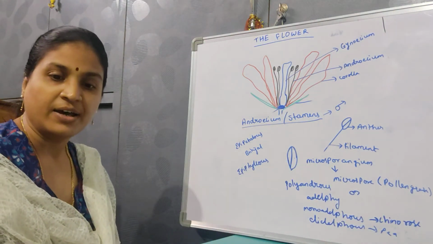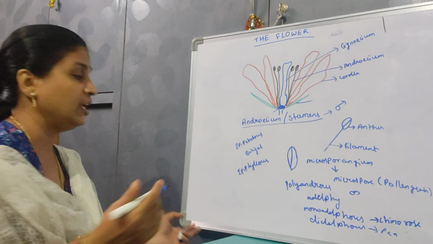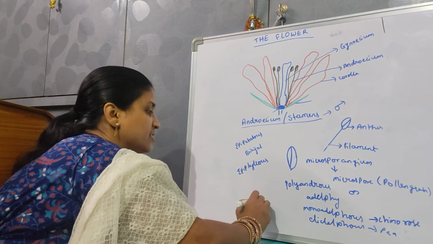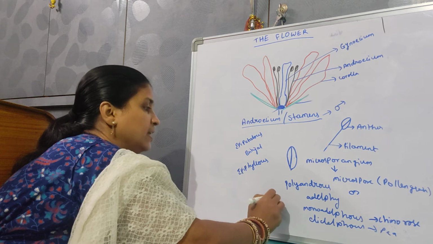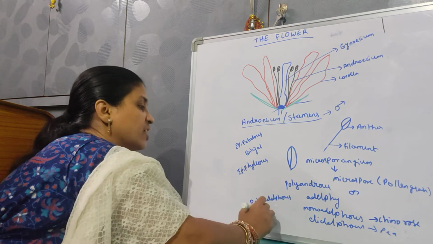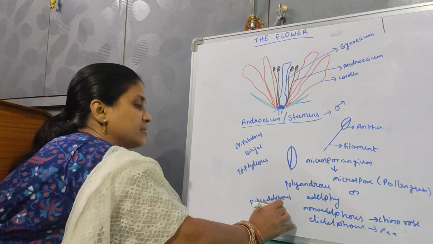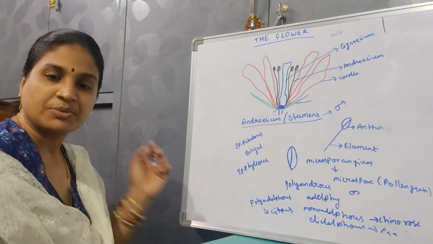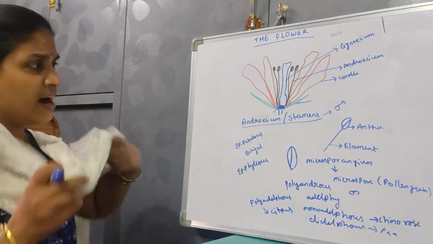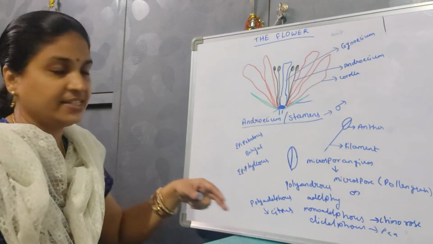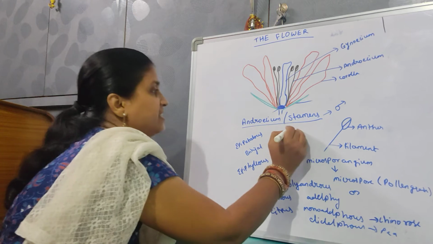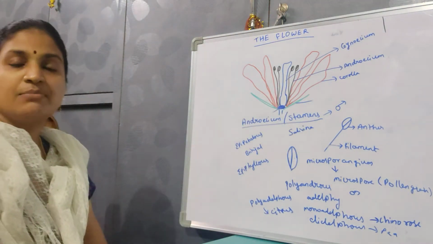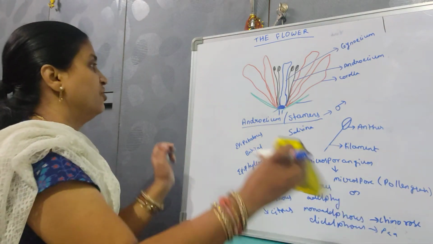Two tubes are there. Sometimes they form into many bundles. That is called polyadelphous. This type of condition we can see in citrus. And sometimes they are present at different heights, like in Salvinia. This is about the male reproductive part, the androecium.